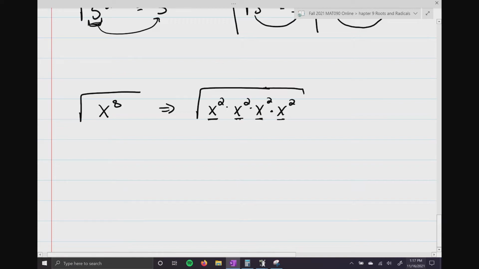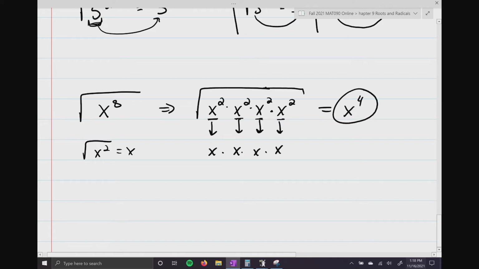But more importantly, the way that I think about this is, and we just looked at this example right here, the square root of x to the second equaled x. So I know this will simplify down into x. This simplifies down into x. This simplifies down into x. And then that will simplify down into x. And if I multiply all these together, I will get x to the 4th power. So the square root of x to the 8th is x to the 4th.